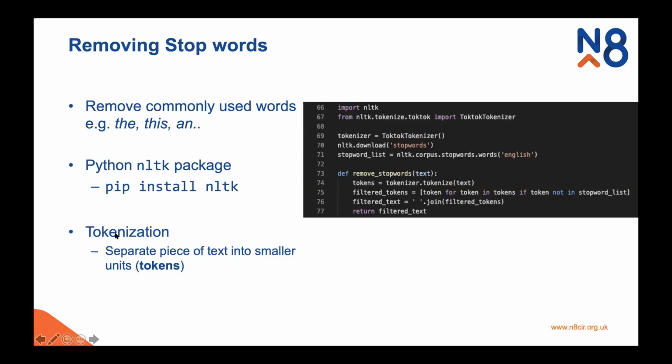Now, another thing is tokenization. What is tokenization? You're separating a piece of text into smaller units. In order to be able to filter through the list of words in your tweets, you want to tokenize them.